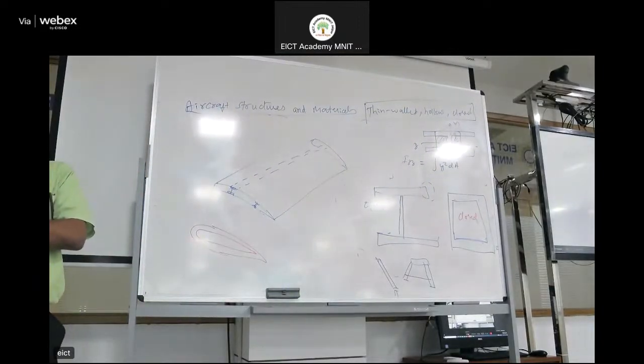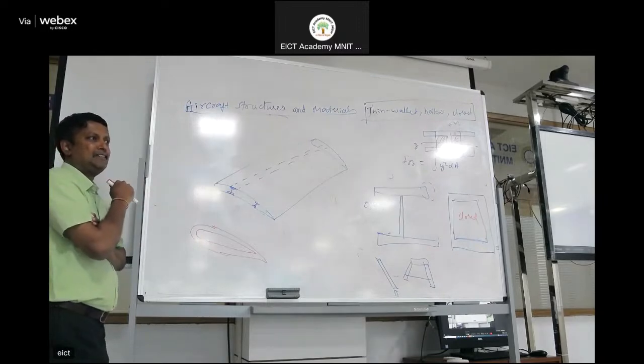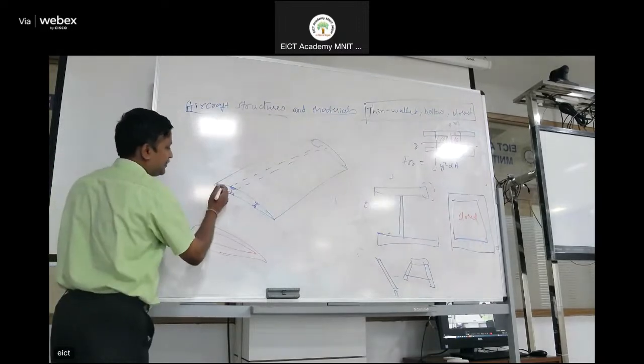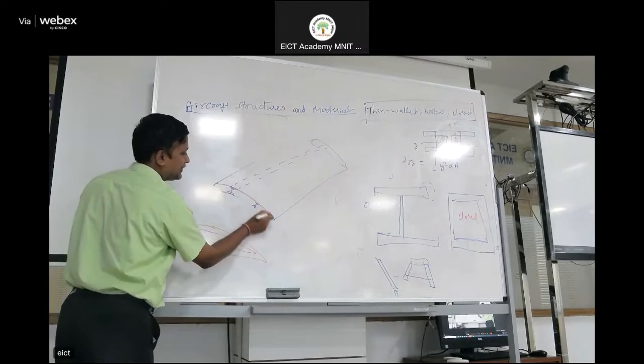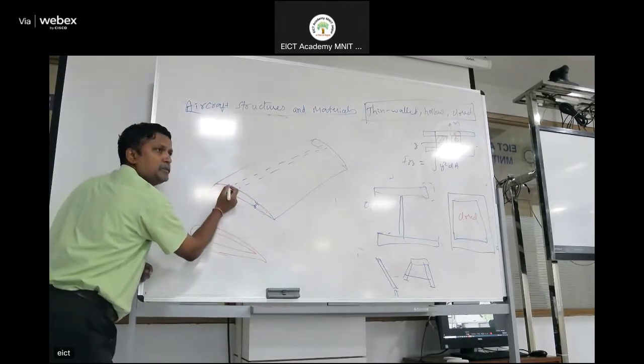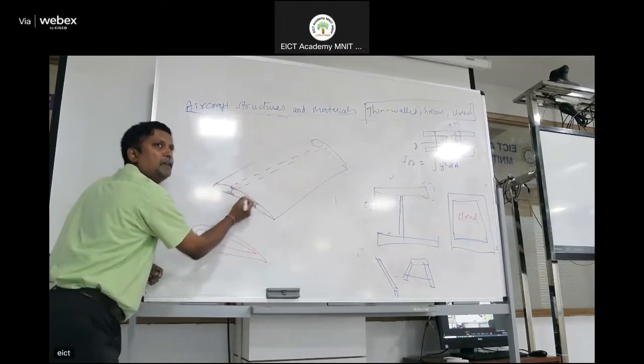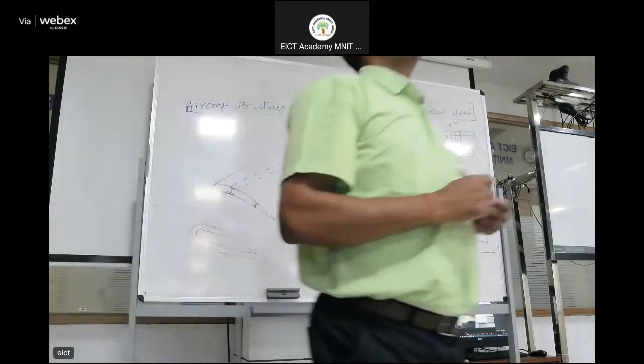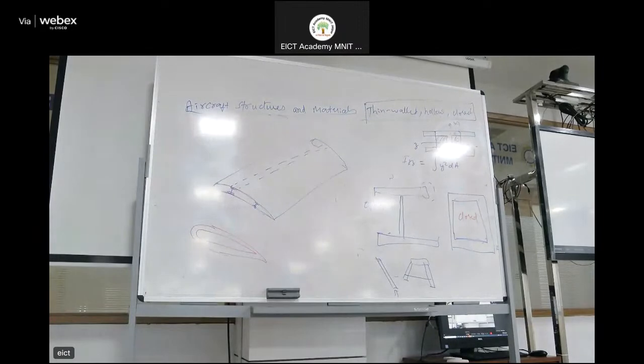Is there a contradiction? Don't look at the individual component. Look at the structure as a whole. The structure as a whole is a closed section. This is an I section, but this is my structure. There is the skin all over the place, right? So if you look at this part, isn't it closed? This part also, isn't it closed? So it is a closed section. My spar alone is an I section, that's all. But if I look at the overall section, it's a bunch of closed section cells put together.